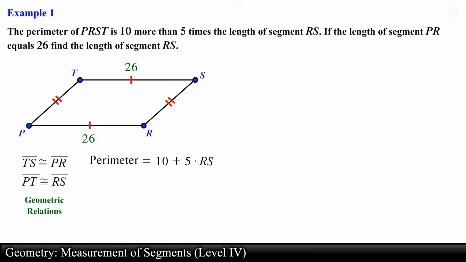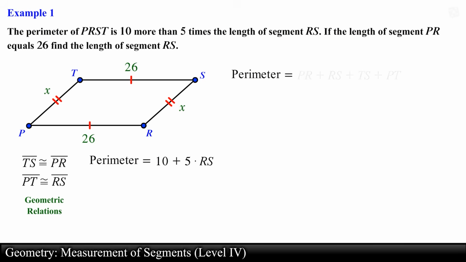Next, we need to determine what our unknowns are. In this case, we are trying to find the length of line segment RS, so we will represent this length with a variable x. Since line segment PT is congruent to this segment, we can also represent the length of segment PT with a variable x. Now it is just a matter of finding a variable expression representing the perimeter of the figure.